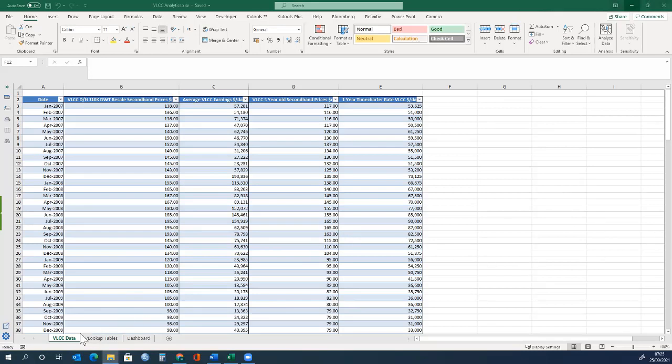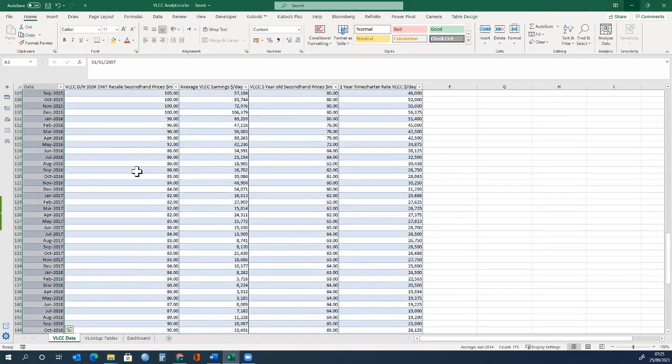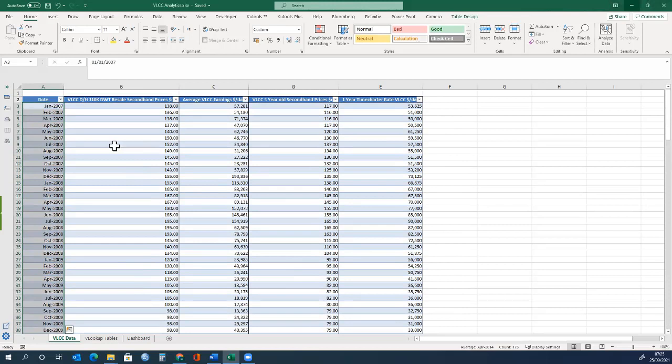There are 3 sheets in this Excel file. The first one is the data. As you can see, it is monthly data that starts from 2007 to 2021. And the next 4 columns are the time series information. The first column is the date, and the next column is VLCC resale second-hand prices. These are ships that have already been built and are being resold.